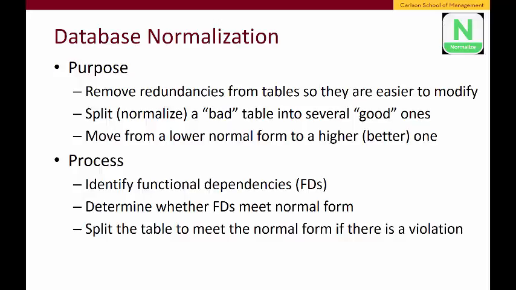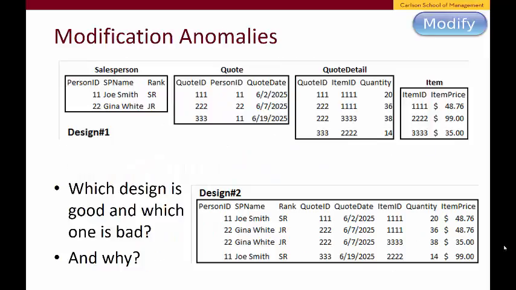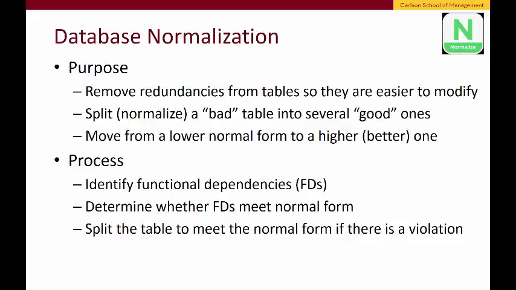Back to database normalization, starting this on slide 10 here. The purpose of which, yet again, is to remove the redundancies from its tables and make them easier to modify. The way to do that would be to split or normalize bad tables, such as our friendly design number 2 sales table at the bottom of slide, I believe, 4, into one or more good ones, the ones with fewer or ultimately no redundancies.